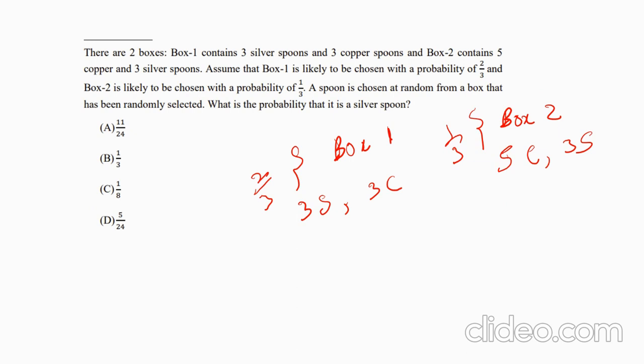Firstly, we have randomly selected a box. So let us say we have selected box 1. Now to select the silver spoon from box 1, it will be 3 by 6, because there are 3 silver and in total it is 6. Now to select the second box, it is 1 by 3, and to choose the silver spoon from this box will be 3 by 8, right?